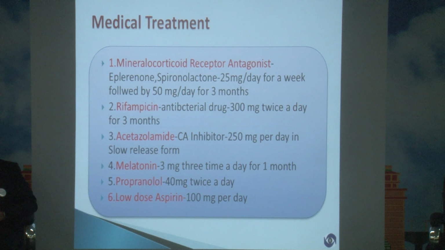Rifampicin: a long time back, tuberculosis was suspected as a cause of CSR, and we have seen that after giving a rifampicin course of 5 to 6 months, it resolves very nicely. Now we can also recommend 300 milligrams twice daily for 3 months. Acetazolamide, sometimes it reduces the subretinal fluid collection, so 250 milligrams per day in divided doses can be given to reduce the side effects. Melatonin, propranolol, and low-dose aspirin can be tried in these cases to give some relief.